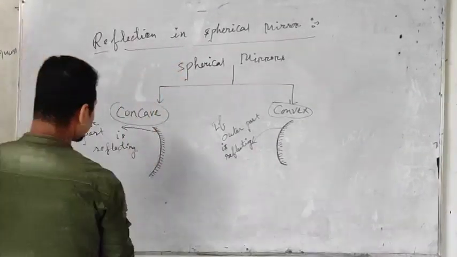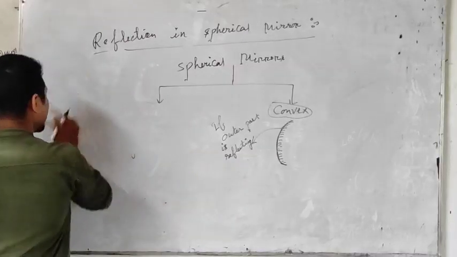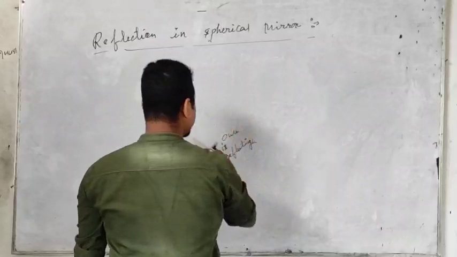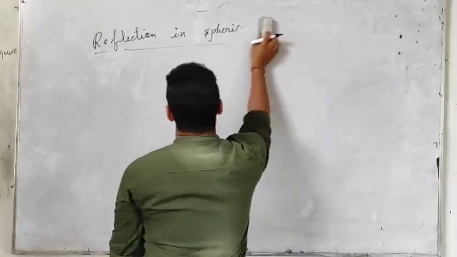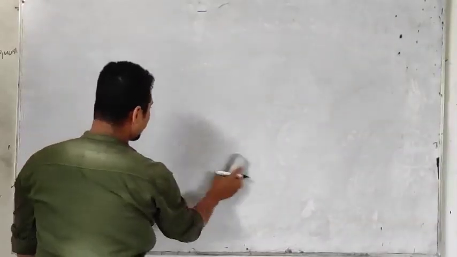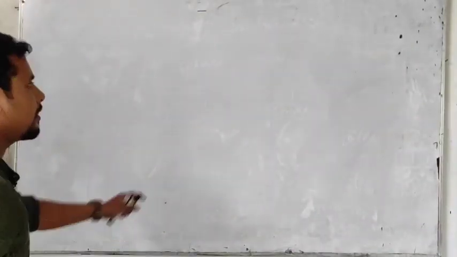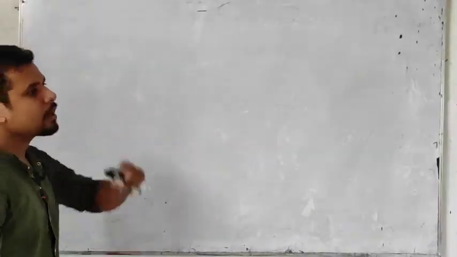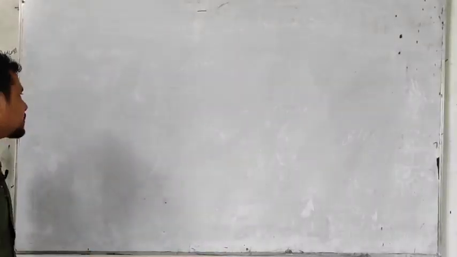Clear? So next we will learn what the pole is, what the focus is, and what the radius of curvature is, right? We studied reflection in plane mirrors last time, and now we will study reflection in spherical mirrors, right?